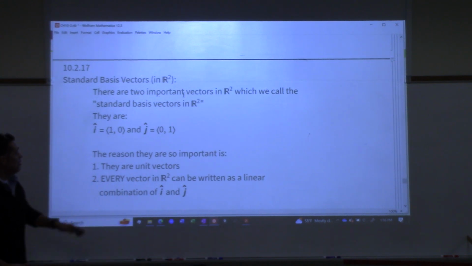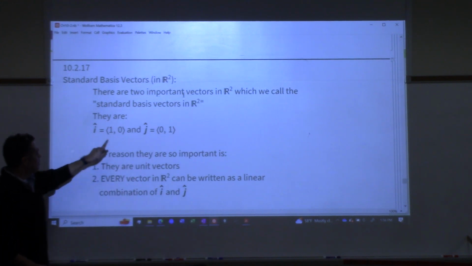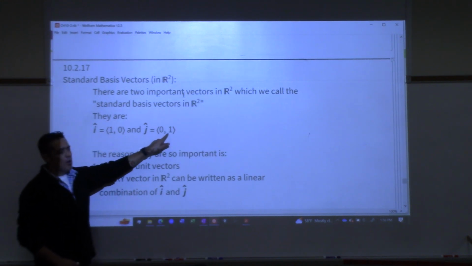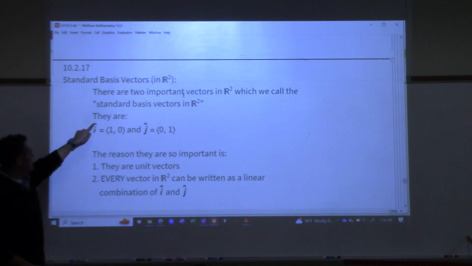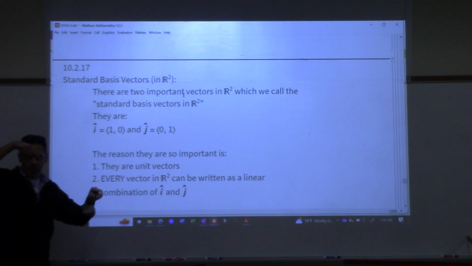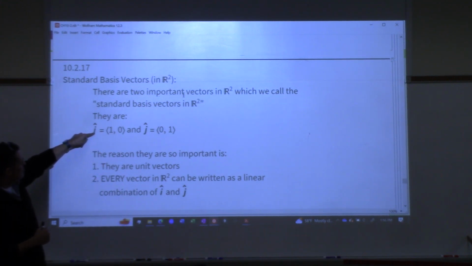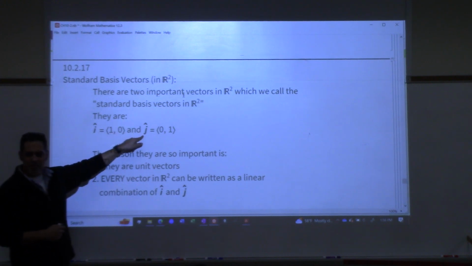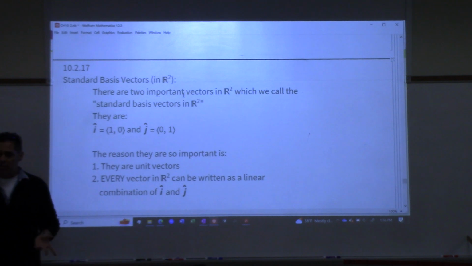And they are called the standard basis vectors in R2. They are the vectors (1, 0) and (0, 1), and we denote them with an i with a little caret symbol on top. It's called i hat. In physics, i hat, j hat is the way they'll most likely refer to it. These are just vectors.